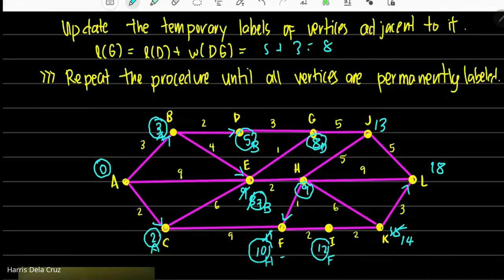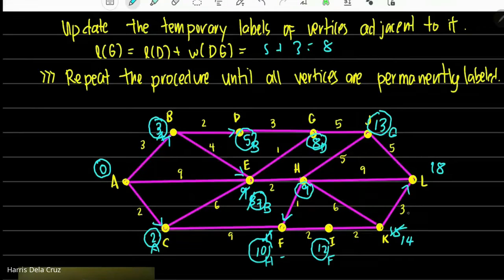Smallest is 13. So, fix na yung 13. Yan yung galing kay G. Yan. So, kailangan tinatandaan nyo kung saan siya galing. Okay. Now, from 13, pwede kang pumunta kay L. 13 plus 5, 18. Pareho lang. So, no need to replace that.